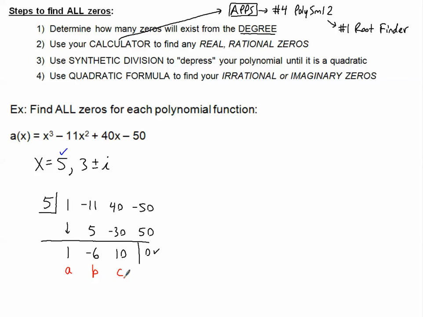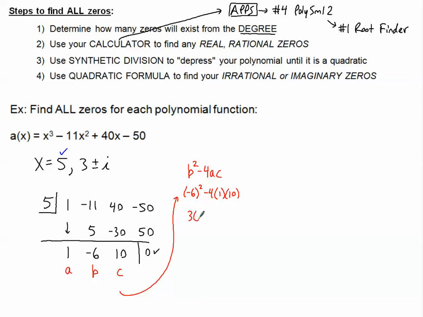I like to start with my discriminant. I'm going to come over here and do the discriminant. So b squared minus 4ac. So since b is negative 6, I've got negative 6 squared minus 4 times a is 1, and c is 10.